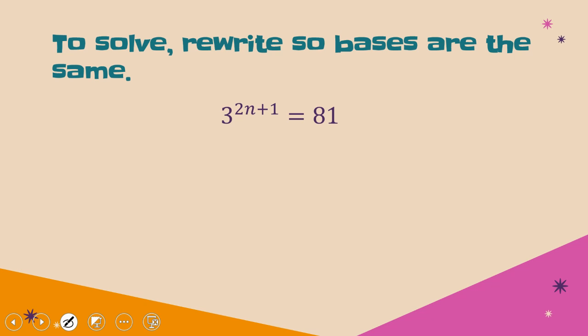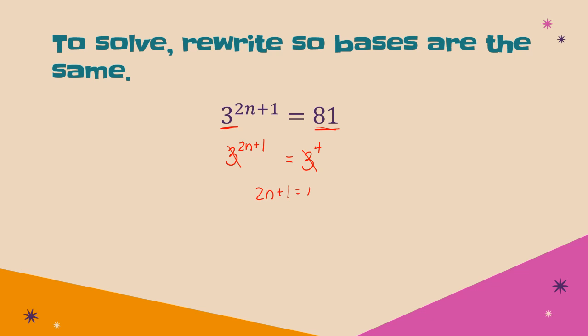If you think back to that exponent chart, which hopefully you have easily accessible to you, we want to think about what has a base of 3. We know that 3 is our base here, so we want to rewrite 81 as a base of 3 as well. Thinking back to that exponent chart, I know that 81 is 3 to the 4th power. Once I have the bases the same, I can cancel them out and I can solve the equation that's left.